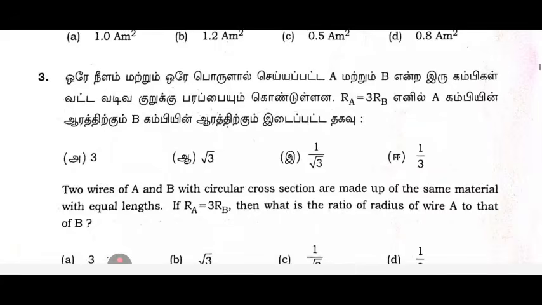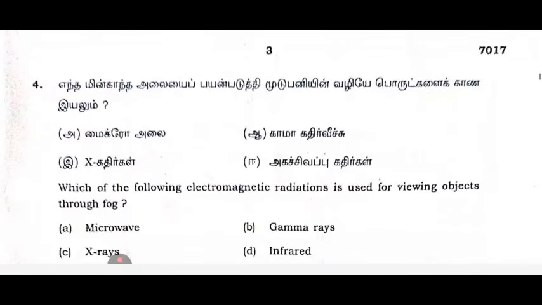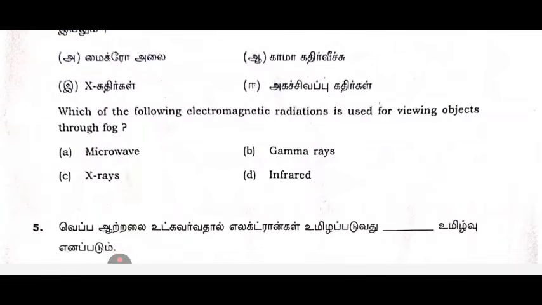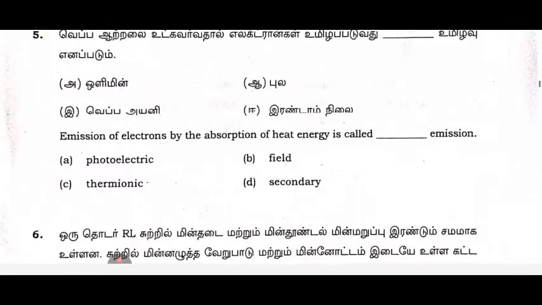Third one, two wires A and B of circular cross section are made of the same material with equal lengths. If the resistances are equal, then what is the ratio of the radius of wire A to B? Fourth one, which of the following electromagnetic radiations is used for viewing objects through fog? Fifth one, emission of electrons by the absorption of heat energy is called dash emission.